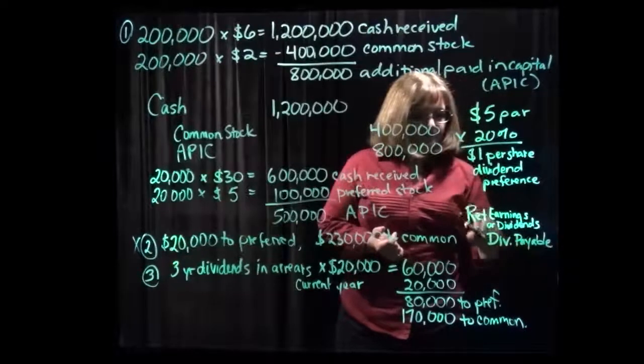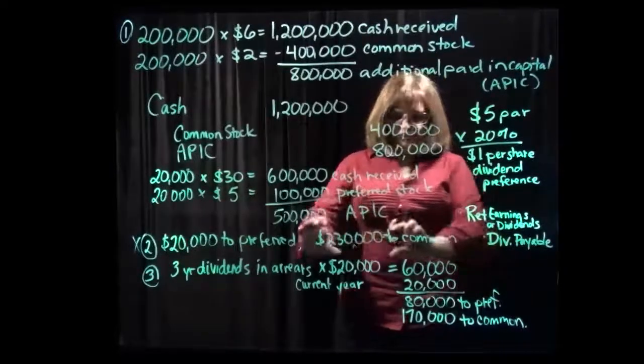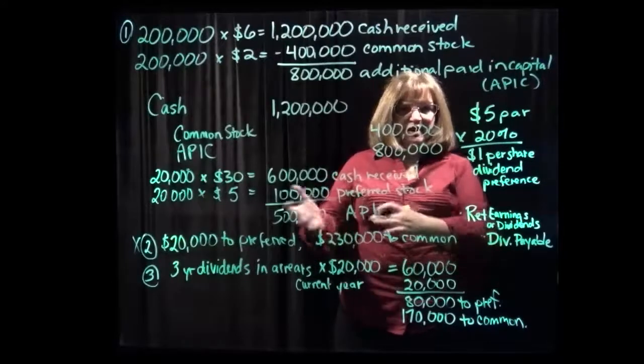So the journal entry would debit that and credit that for these 2 different amounts, depending on whether the stock was non-cumulative or cumulative.